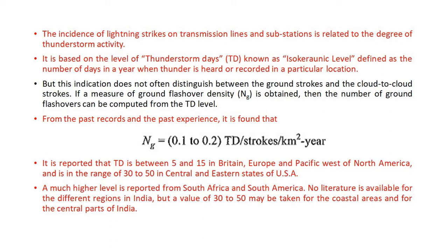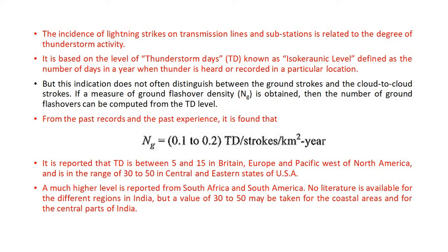It is based on the level of thunderstorm days, TD, known as the isokeraunic level, defined as the number of days in a year when thunder is heard, recorded in a particular location. But this indication does not often distinguish between ground strokes and cloud-to-cloud strokes. If a measured ground flashover density is obtained, then the number of ground flashovers can be computed from the TD level.